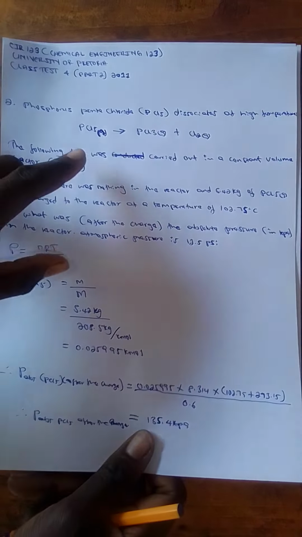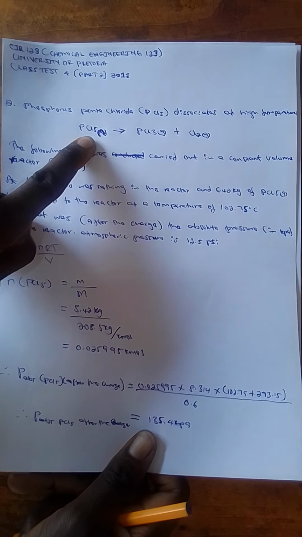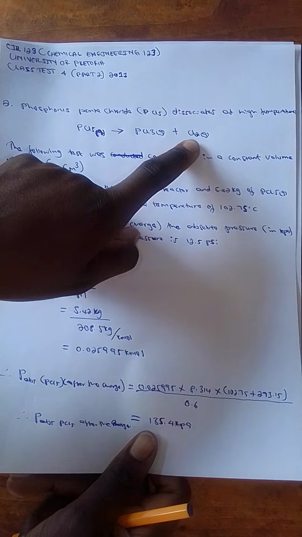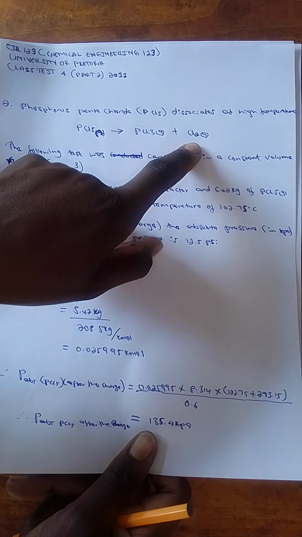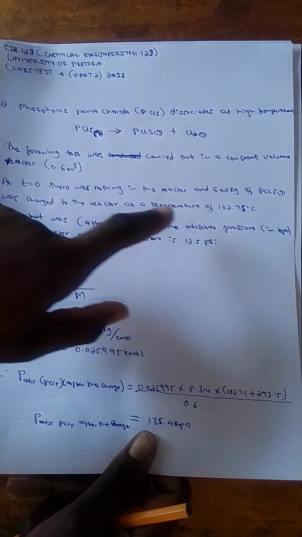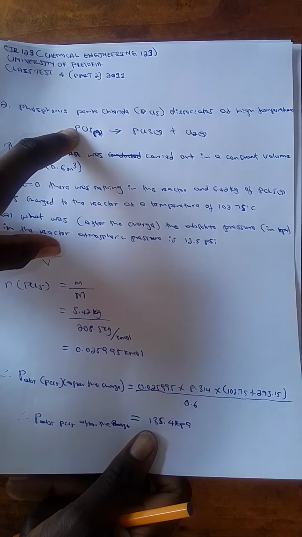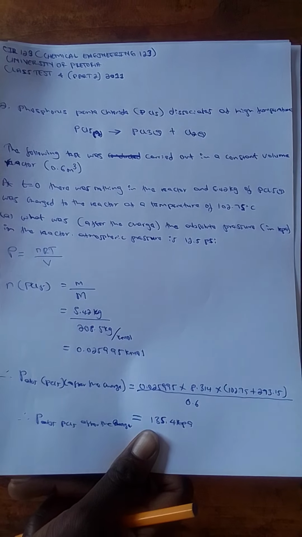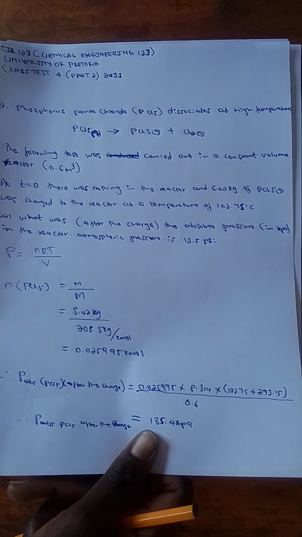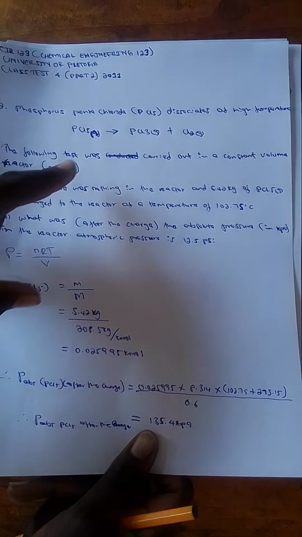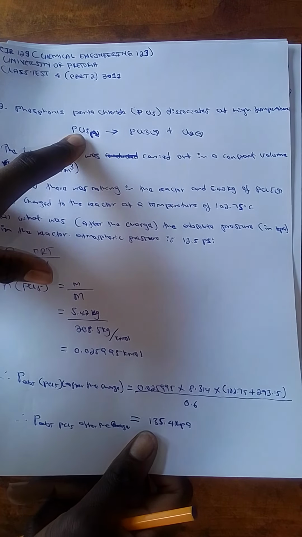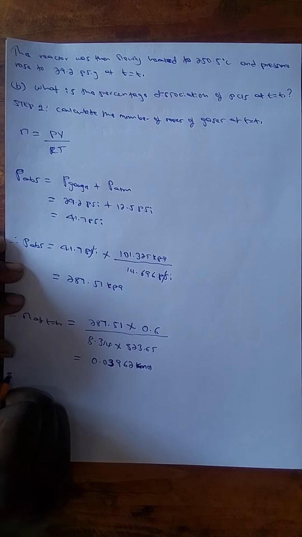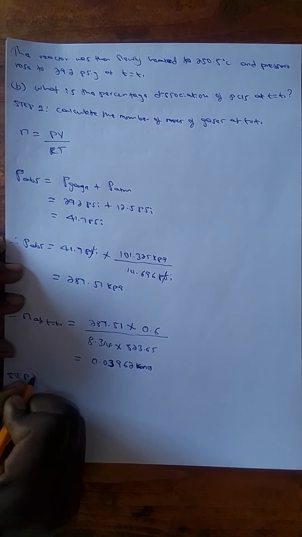If we're able to know how much of PCl5 decomposed, then we're going to know how much of PCl3 and Cl2 formed, because PCl3 and Cl2 formed depend not on the PCl5 that was charged, but on the PCl5 that decomposed at T equals T1. So our important task now is to find out how much of PCl5 did decompose. This takes us to our step 2. Let me write here step 2.